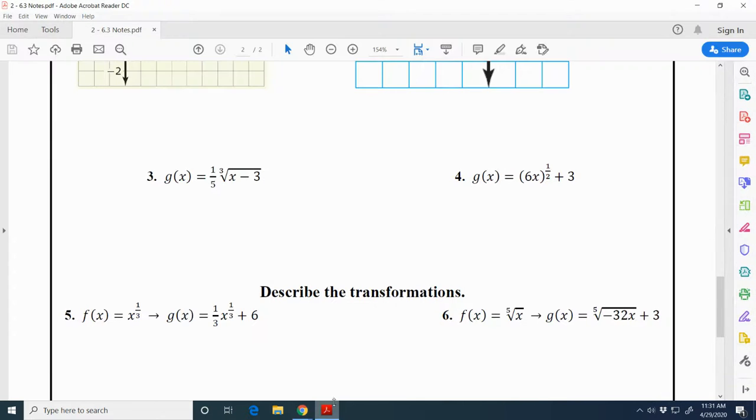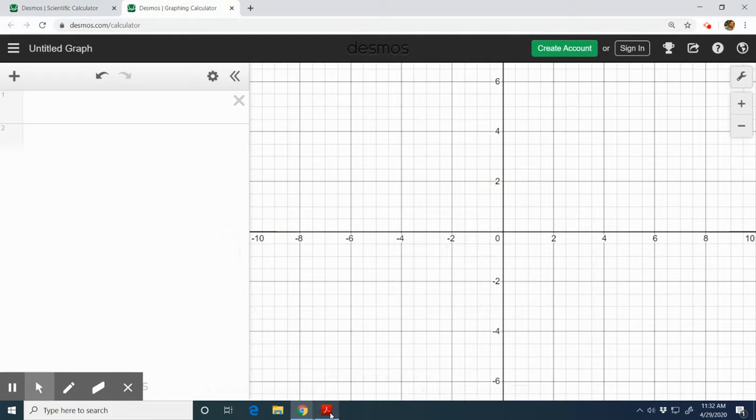But people generally have problems when they're typing in something like a cube root or fourth root, fifth root, something like that, or they have an exponent that looks different than just a power of 2 or 3. So that's what I wanted to go over. So let's try graphing number 3. You never have to worry about the g of x, f of x stuff. I'll just graph that 1/5 cube root of x minus 3.